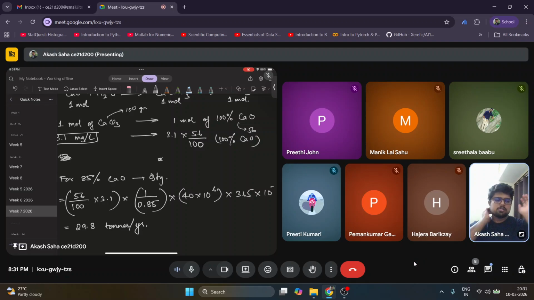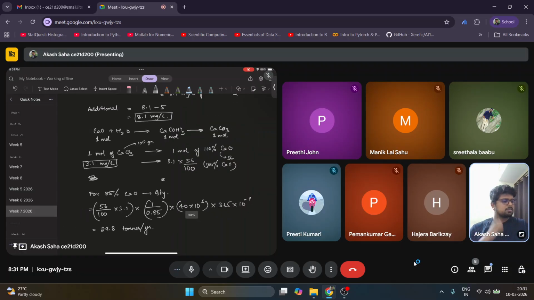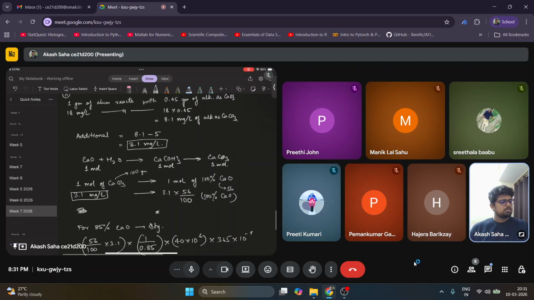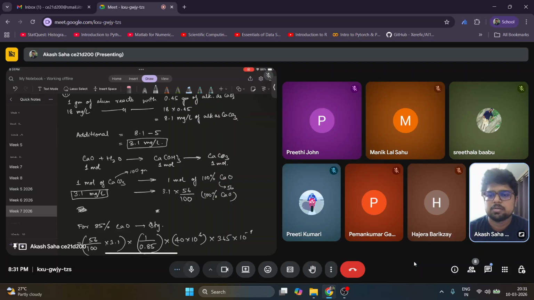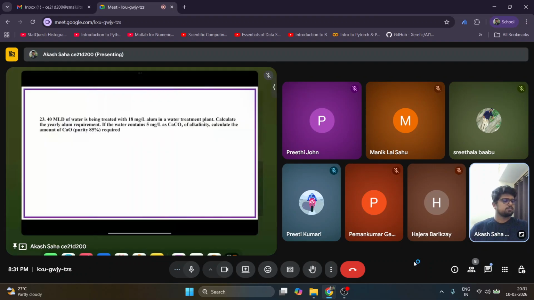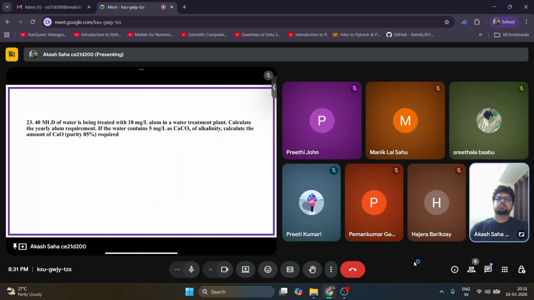Is this clear to all of you? Any doubt in this? I hope this is clear. Any doubt you can ask me. If the purity percentage is given, just divide by it. So these are the answers.